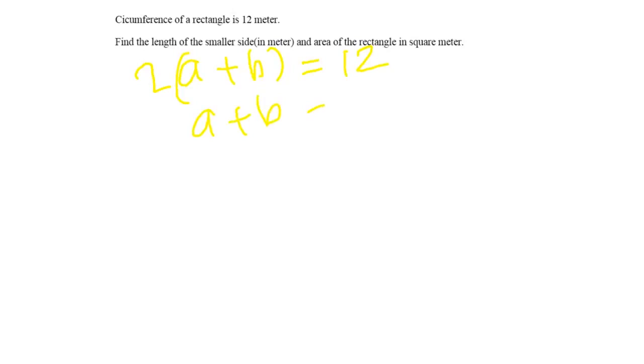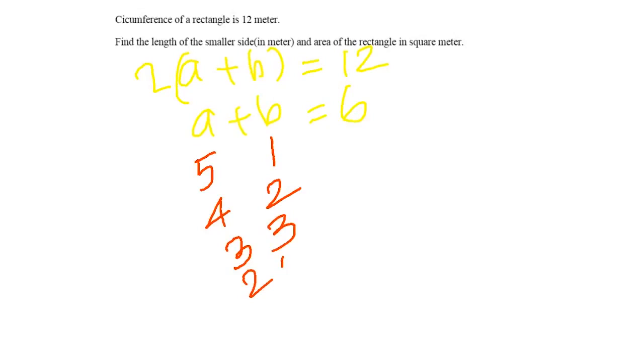So the possible values of the sides are 5 and 1, 4 and 2, 3 and 3, and then it will be repeated: 2, 4, and 1, 5. Last two are redundant. Sides 5 and 1, and 1 and 5 are the same, so we need not consider 1 and 5. Similarly, we need not consider 2 and 4 also. So here the sides are 5 and 1, or 4 and 2, or 3 and 3.